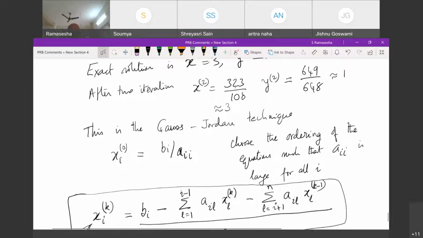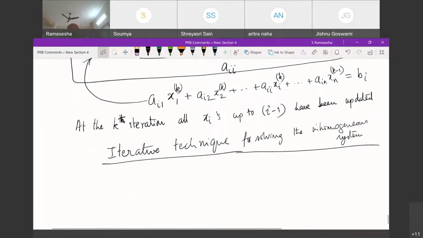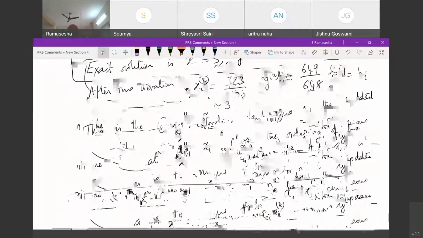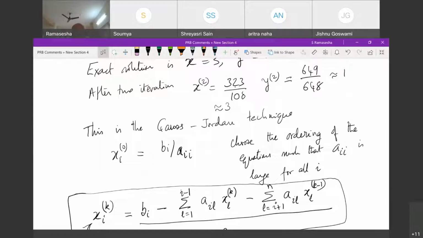And this iterative solution is not the Gauss-Jordan technique. I'm sorry, Gauss-Jordan is actually an elimination technique. This is called the Gauss-Seidel technique, a Gauss-Seidel iteration. I made a mistake in telling you the name of the technique. There is another iterative technique which is very similar to the Gauss-Seidel iteration technique. It's called the Gauss-Jacobi iteration technique, but I'll not go into that.